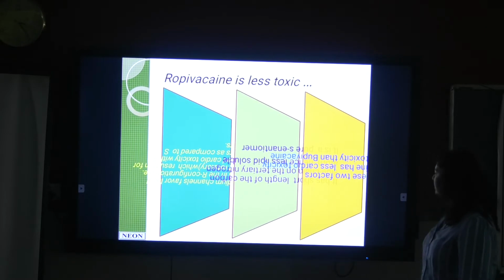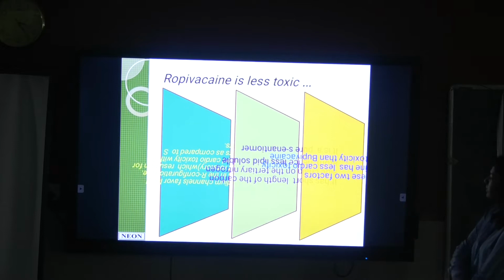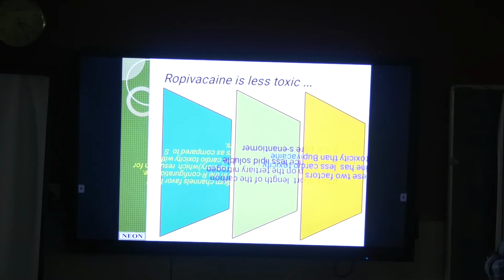Okay, anyways, just to recollect, because of the variability in the lipid solubility of ropivacaine and bupivacaine, ropivacaine is less likely to cause CVS toxicity as compared to bupivacaine, because it has less affinity for the sodium and potassium channels of the cardiovascular system. Next.